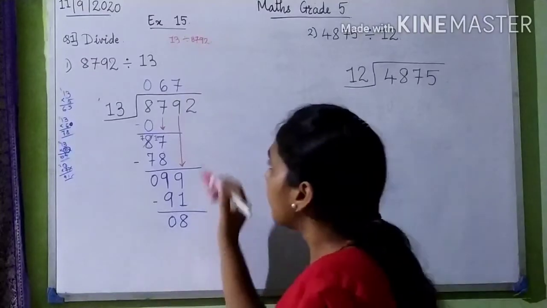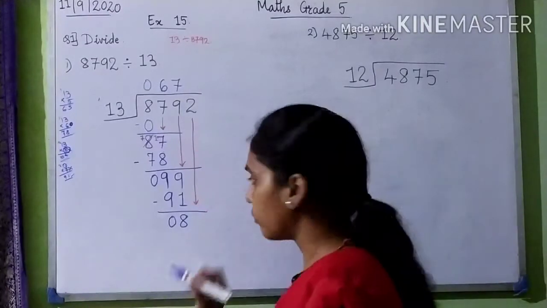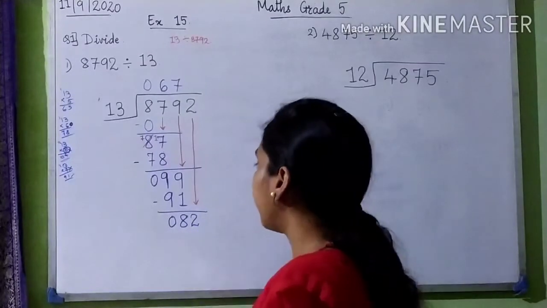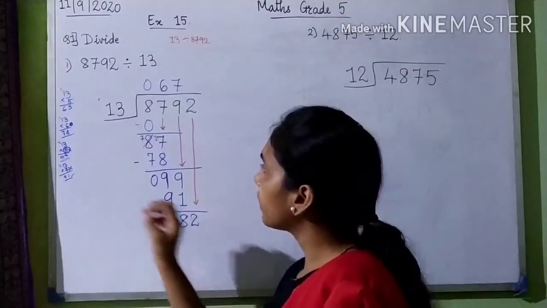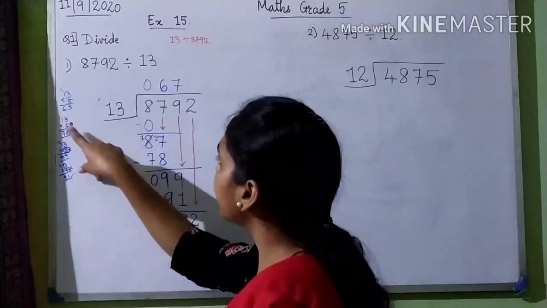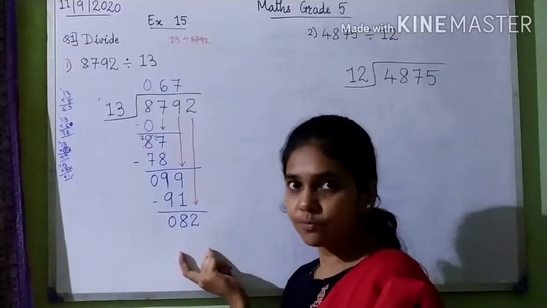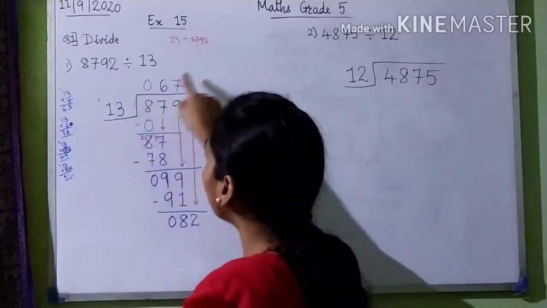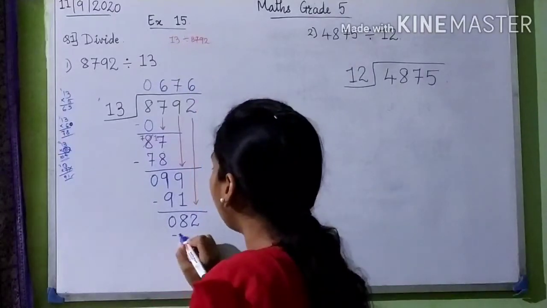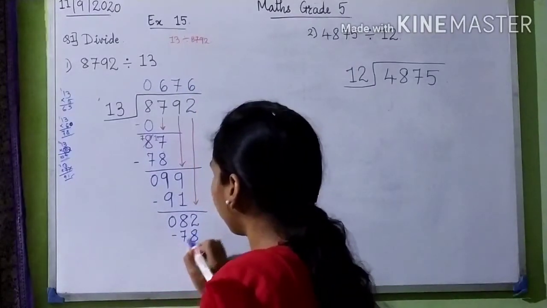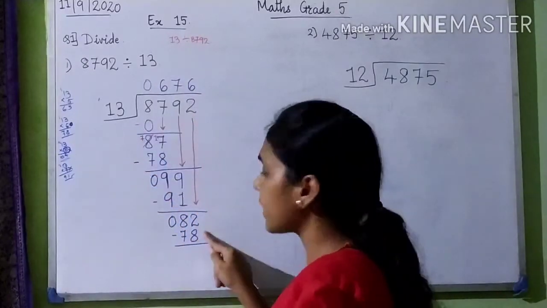Now I take 2 down. The last number which is left, I take it down. So this becomes 82. So now check a number which comes nearby 82. Which number comes? 13 into 6 is 78 and 78 is nearby 82, right? So 13 into 6 will give me 78. Okay. So now I have to subtract. 13 into 6 gives me 78.